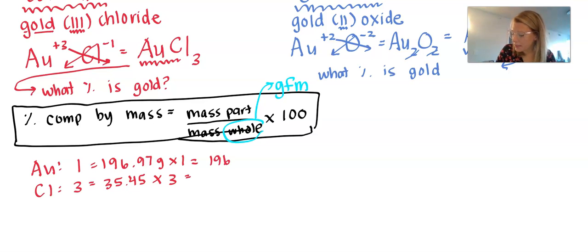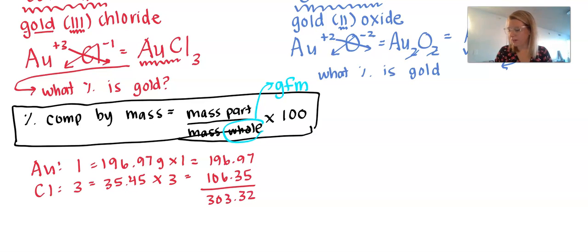So we get 196.97. And we get 35.45 times 3, which is going to give us 106.35. And we're going to add those two values together to get our total mass, 303.32. I was reading out what I was typing in my calculator. Okay, so this is going to be our gram formula mass. Grams per mole is our units.